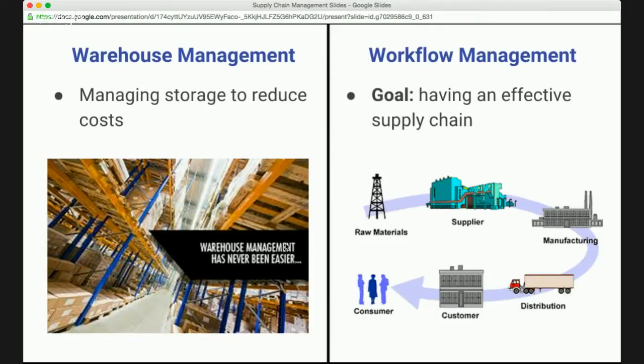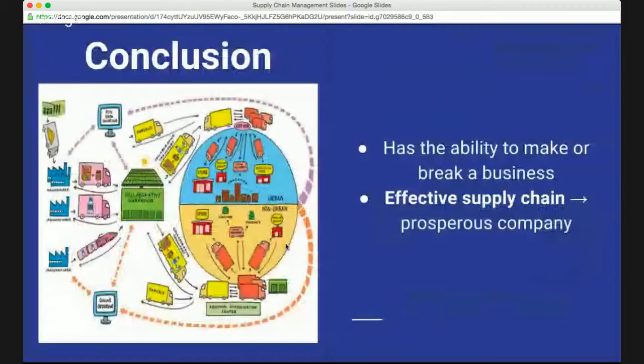The last two steps are warehousing management and workflow management. Warehousing management manages storage that's important to reduce a company's cost, and workflow management is having an effective and efficient supply chain. This is the main goal of the workflow management.